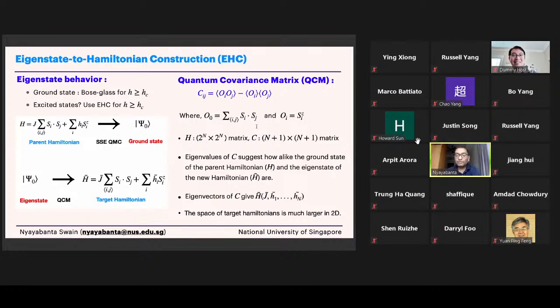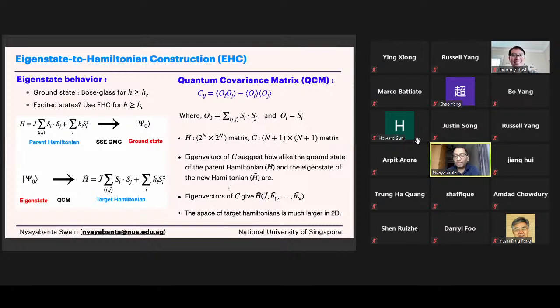Once we obtain the quantum covariance matrix, we can diagonalize it and study its eigenspectrum. The eigenvectors of the covariance matrix give us the new Hamiltonian for which we want to know whether our ground state is an eigenstate, and what energy it corresponds to.